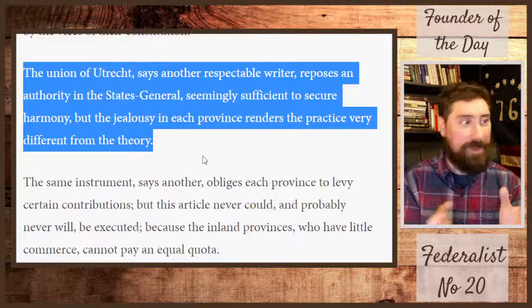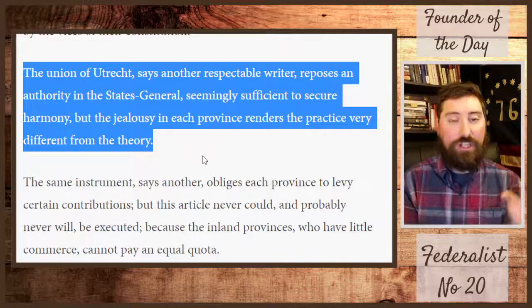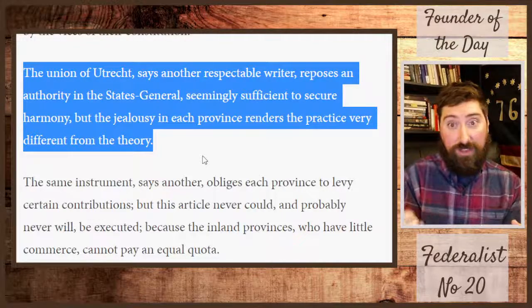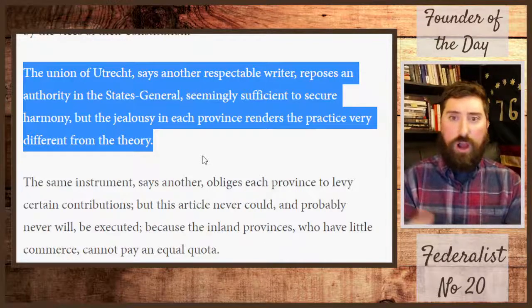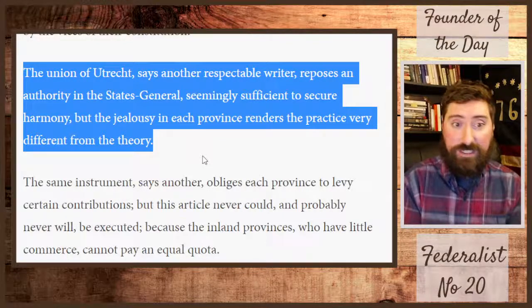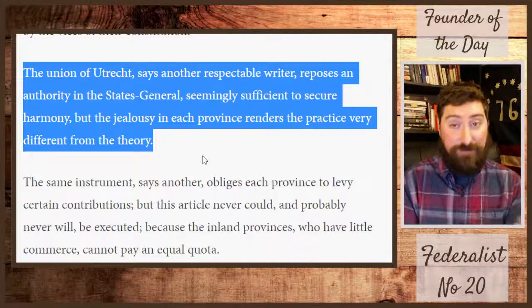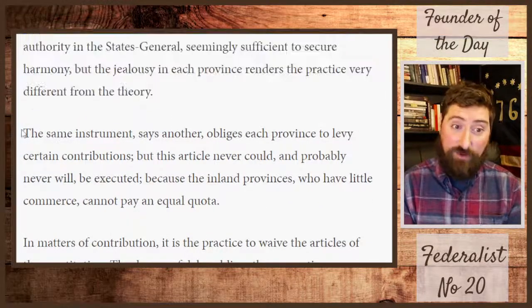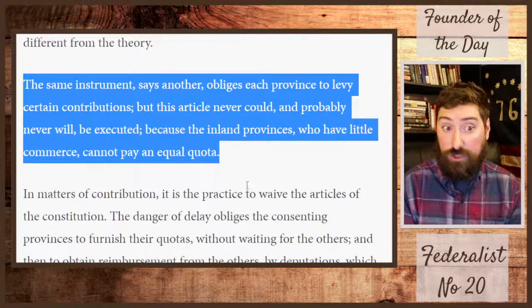This is a thing that Madison and Hamilton kept going back to. Jealousies between the separate states, the separate provinces, because, oh, look what they have, I want that, or vying for power is essentially what he means by jealousies. It means in the Netherlands, in practice, things work very different than their constitution says it should.